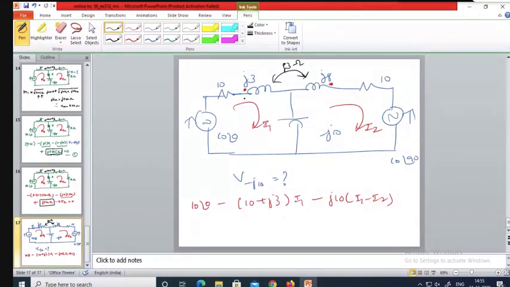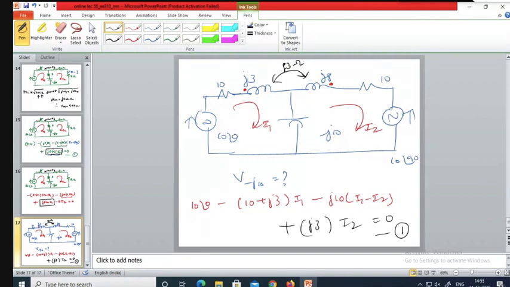So here what is happening? The current is entering the dot here. The current is leaving the dot here. So obviously the sign will be opposite. So plus XM, which is J3, into I2, that is equal to 0. Okay, so simplify this one, you get equation number 1.